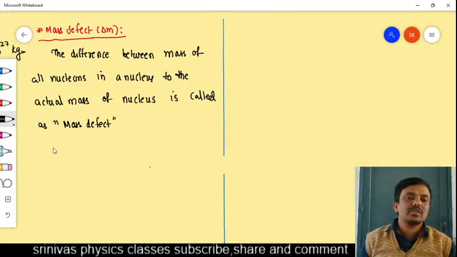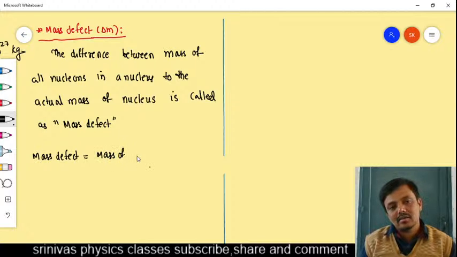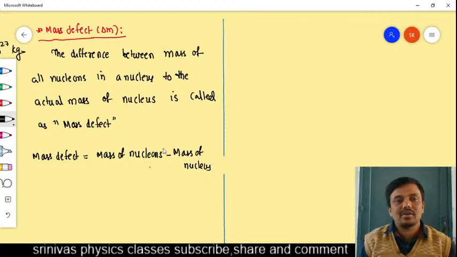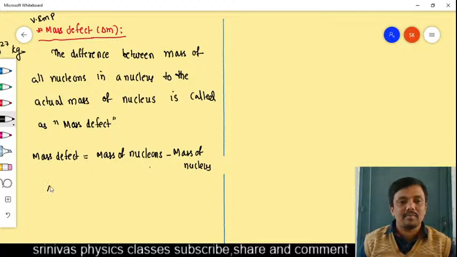Okay, mass defect is what? Mass defect is the mass of nucleons minus mass of nucleus. Very important topic. Don't leave the class, or you will face the problem in the future. Mass defect is the mass of nucleons minus mass of nucleus. This can be denoted with delta m.